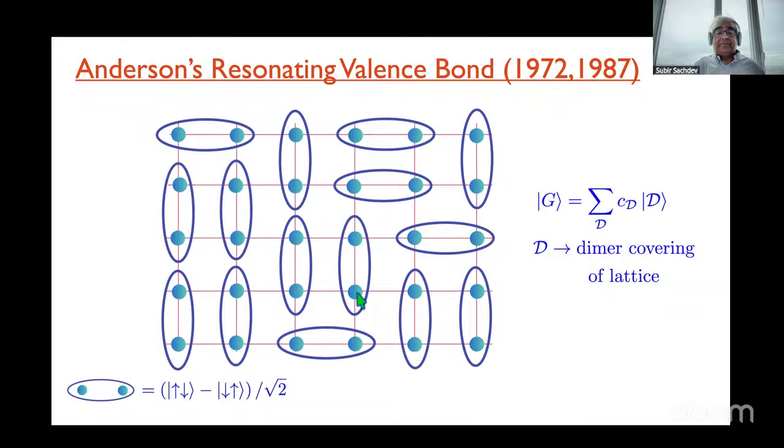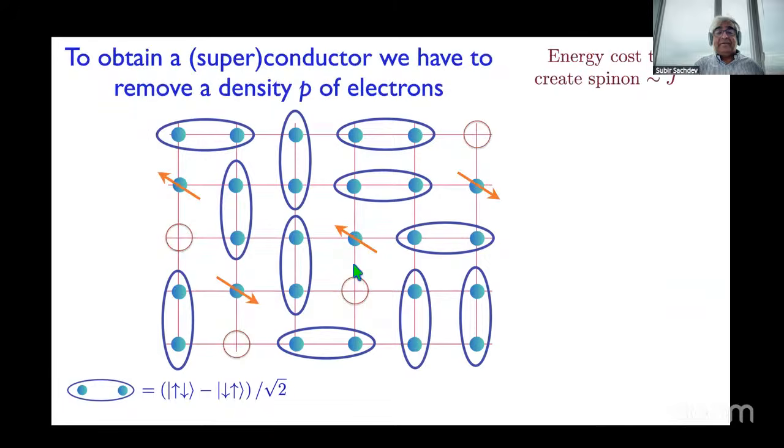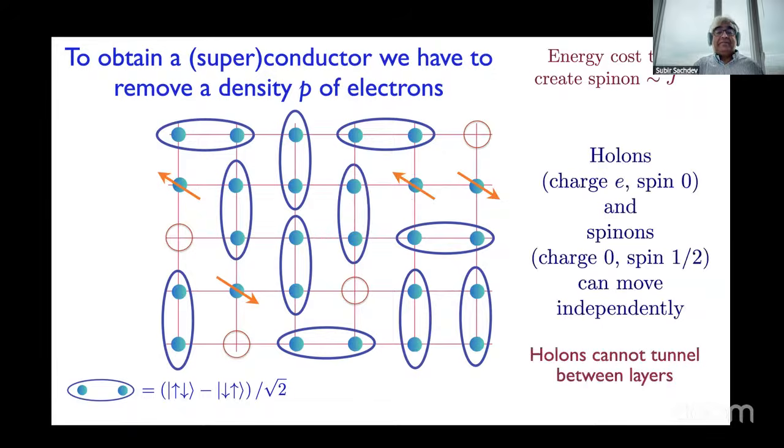So remember, I remove this electron here, and that leaves behind a partner spin. Now, what will happen in such a state, naively, and this is about the thinking in the early days, is that the spin can move around, and as it moves around, it carries charge 0 and spin 1/2, so it's what we call a spinon.